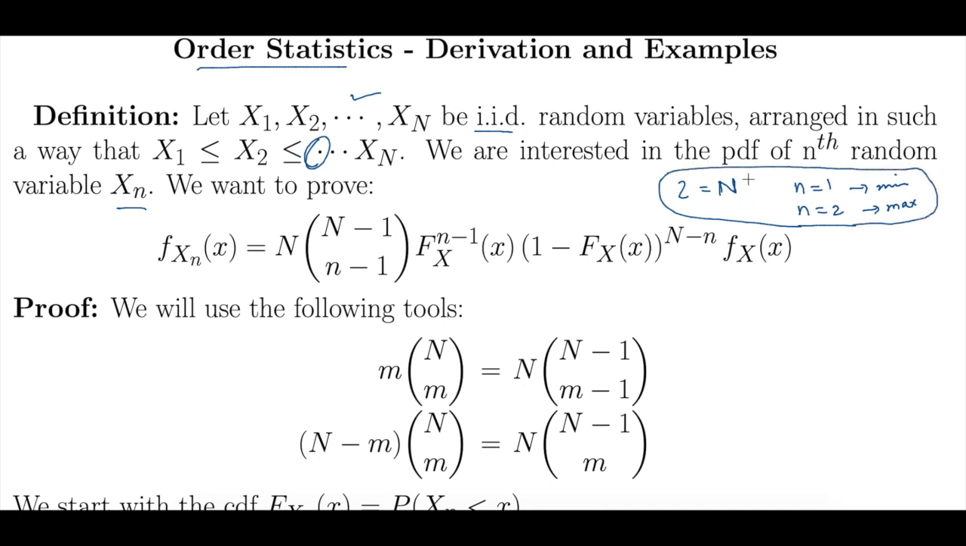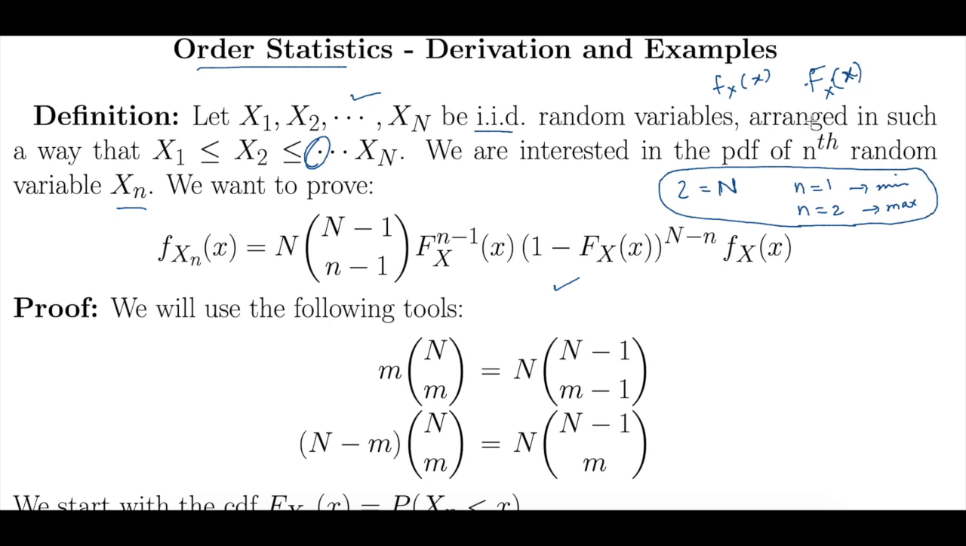Now we have n random variables, can be any natural number, and we are interested in finding the PDF of any one of them, which are arranged in some order. So now what we want to prove is this expression. Now what is fx? We should say their PDF is fx of x, and then their CDF is Fx of x. This is lowercase x.